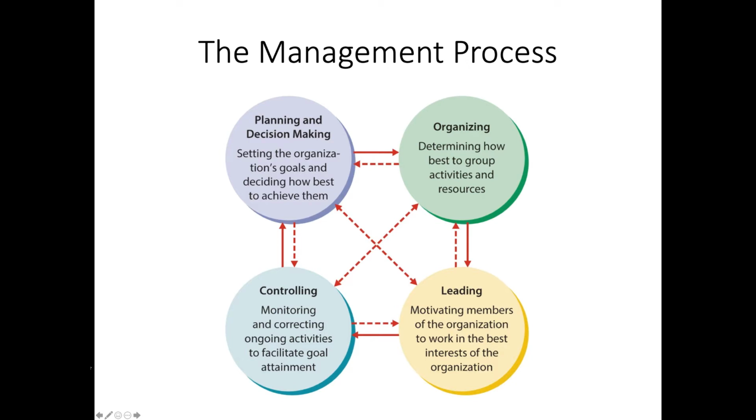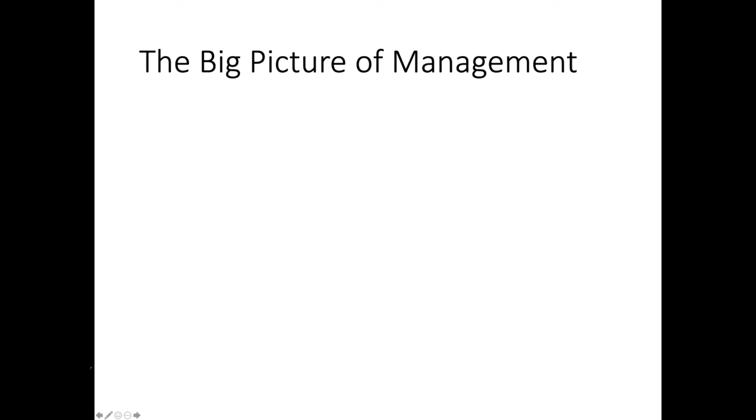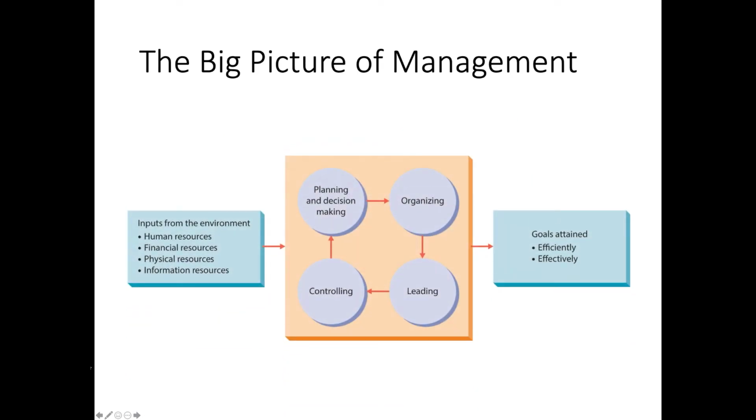Now, that's not all that it means, right? Because in the very last video, we also looked at the fact that in order to do those 4 things, you have to take resources from the environment. Resources like human resources, financial resources, physical resources, information resources, right? That's what we looked at the last video. And what management does is take those 4 categories of resources, runs them through the 4 managerial functions in order to accomplish organizational goals efficiently and effectively.